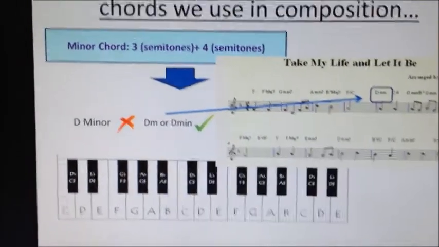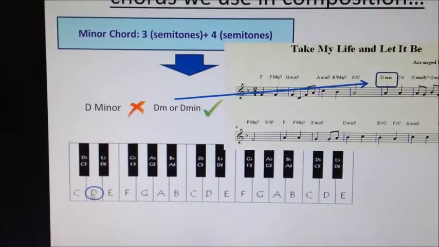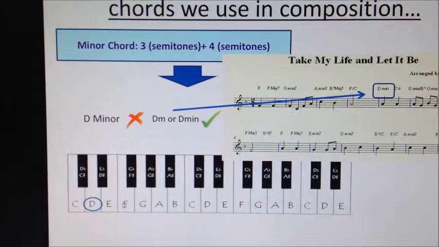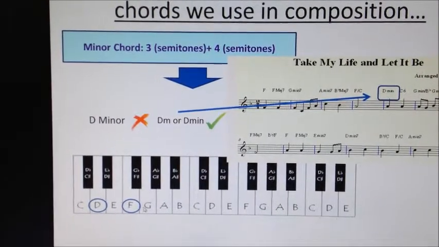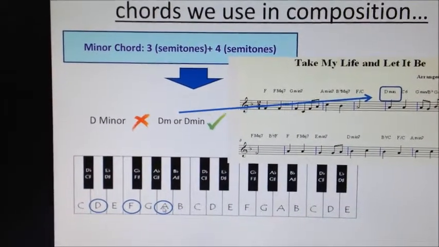Okay, how do we find it? Well, remembering that we're looking at 3 plus 4, let's start with a D. Don't include the first one. 1, 2, 3, so we should have F. 1, 2, 3, 4. 3 plus 4 is the minor chord. Shouldn't be a problem with that.